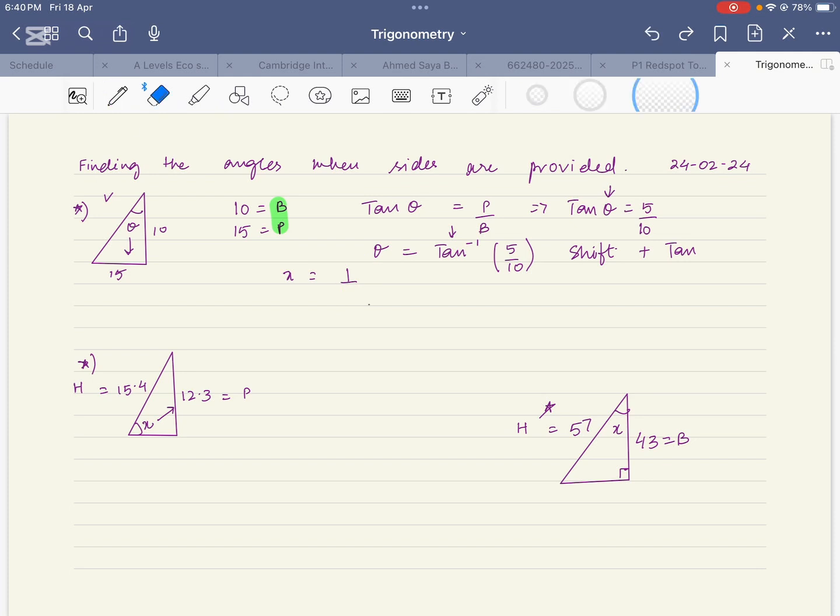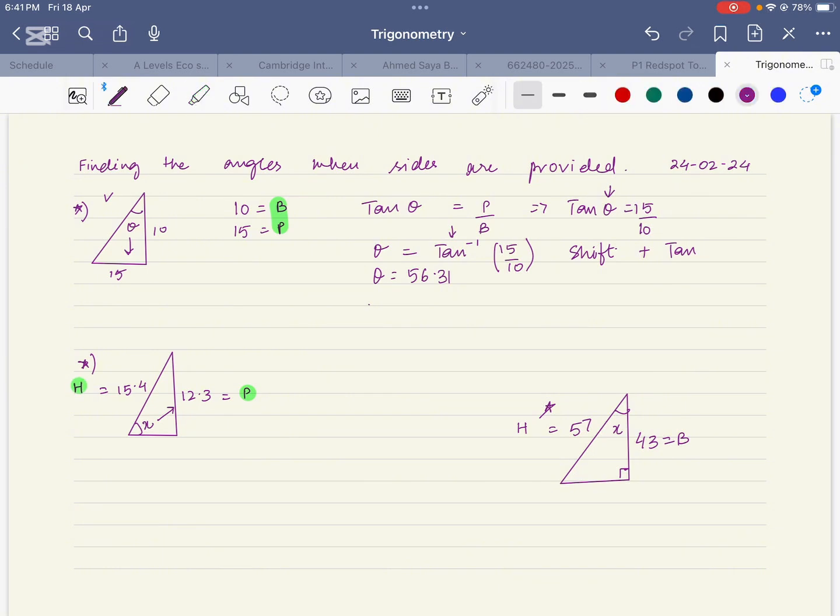When I separated tan from the angle, it went into the denominator on the other side because tan was being multiplied with the angle. When it went on the other side, it became 1 upon tan, but after tan we need an angle. The angle was not there, so what we did was we took tan in the numerator with an inverse sign. So tan inverse 5 upon 10. When I calculate tan inverse 5 upon 10, I get 56.31.